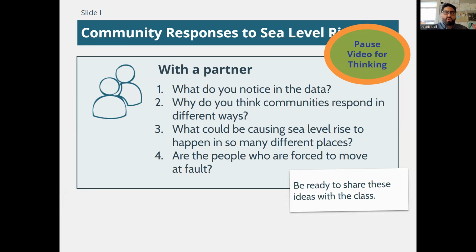Third is, what could be causing sea level rise? So we see that sea level is rising in so many different places. But why? What's causing this? And something to also consider is people who are being forced to move. Are they the ones at fault, right, for why they have to? Pause the video, take a few moments, consider the questions, add it to your notes, and then we'll move forward.